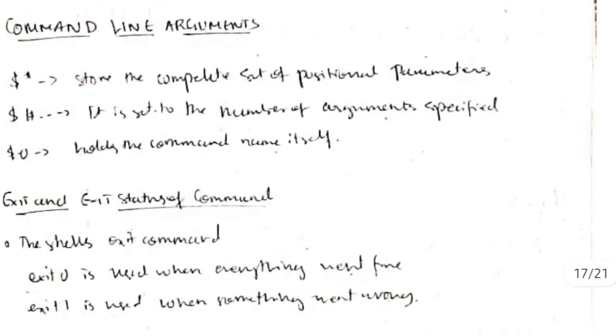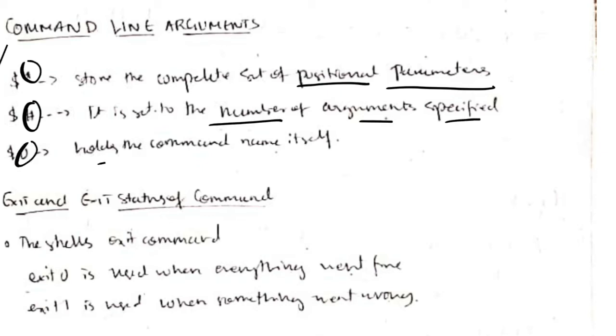Command line arguments are of 3 types. Star indicates the complete set of positional parameters. Hash indicates the number of arguments. 0 indicates the command name.